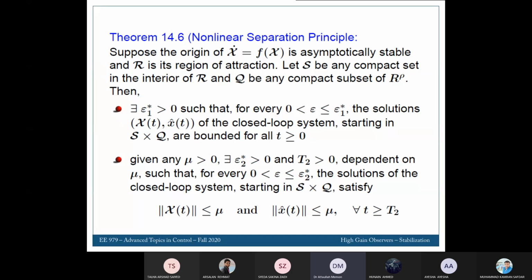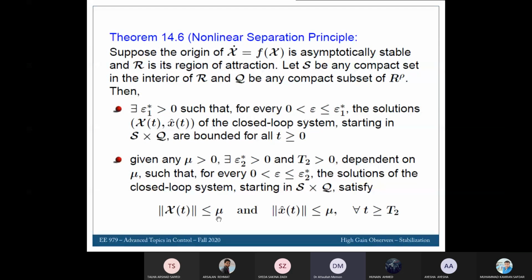Okay, that means the state feedback system, when subjected to a controller which is based on the estimation of the states using a high gain observer, will still remain stable. Okay, this is what it means. Then this talks about, for example, the states of the system, the original closed loop system under state feedback, being bounded by mu. Okay, and the estimated state is also bounded by mu.